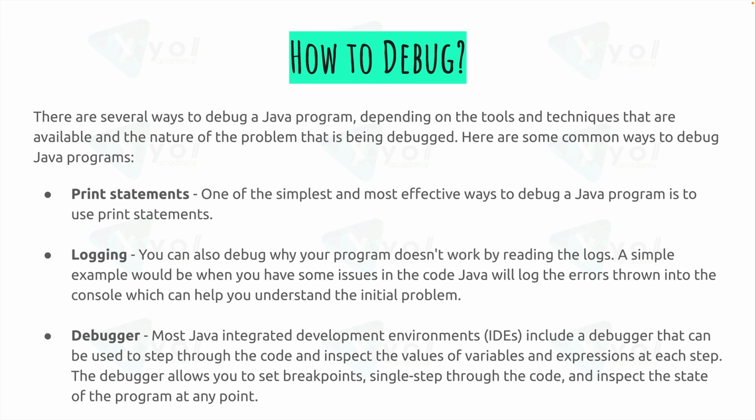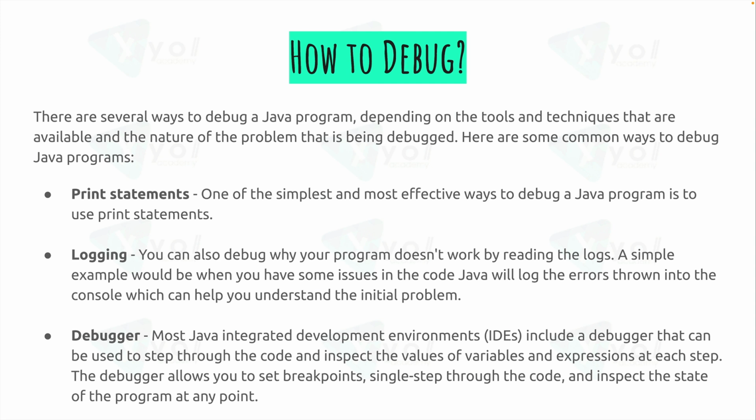Now, here we need to understand how to actually debug. What it requires from us is to identify where the issue is and what the most efficient ways of doing that are. First of all, there are several ways to debug a Java program, depending on the tools and techniques that are available and the nature of the problem that is being debugged. Here are some common ways to debug a Java program.